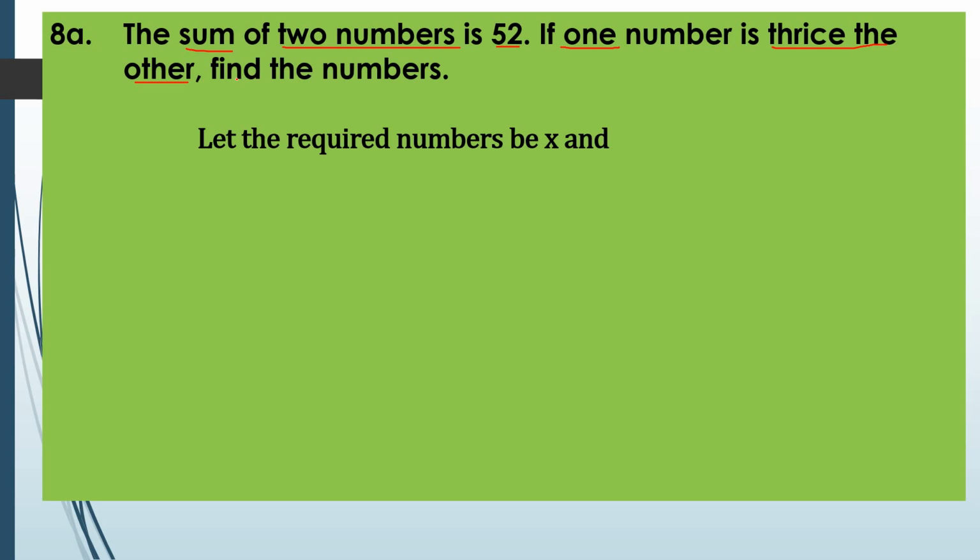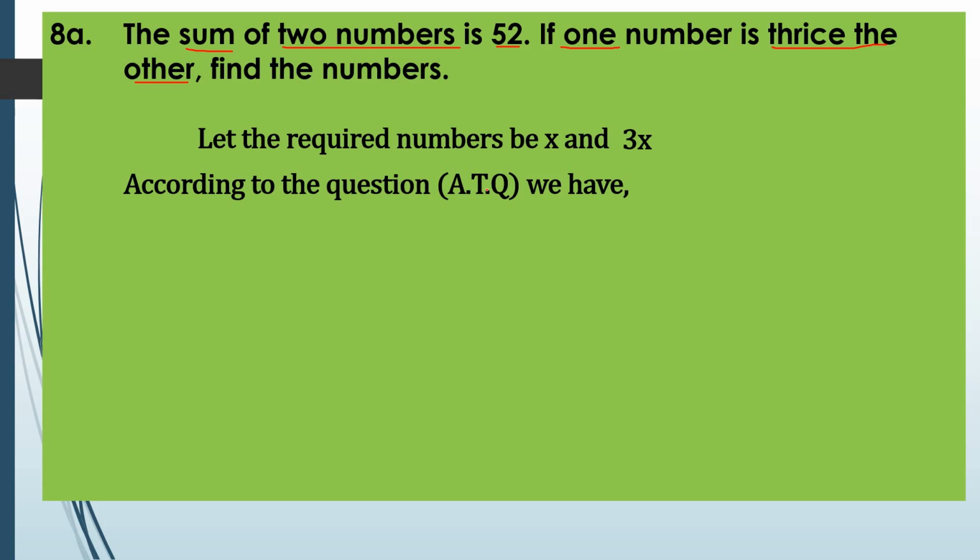Here we have two numbers and we are asked to find both the numbers. So let the numbers be x. If we take one number as x, according to the question, what will be the other number? Thrice the number. If one number is thrice the other number, so if one number is x, another number will be 3x, thrice the number. Is that clear? So you have to understand how to set the numbers. Now once you have set the numbers, you need to set the linear equation according to the condition given in the question.